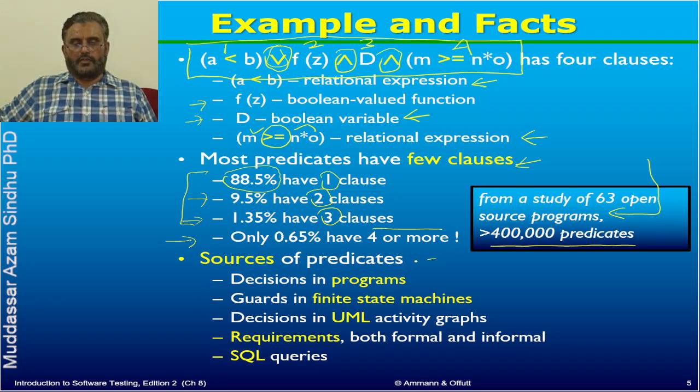Predicates can basically appear in the decision statements in programs. They can be the guard statements in a finite state machine. They can also be present in the decision statements in UML activity graphs. They can also be present in requirements, which can either be formal or informal, as I discussed on the previous slide. And you can also see these in structured query language queries.